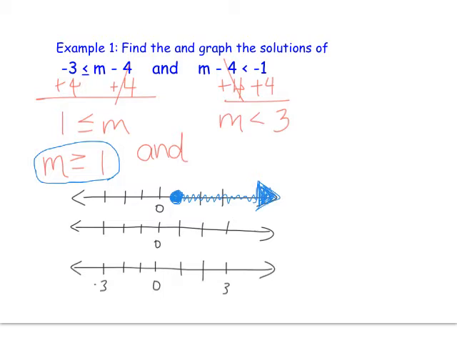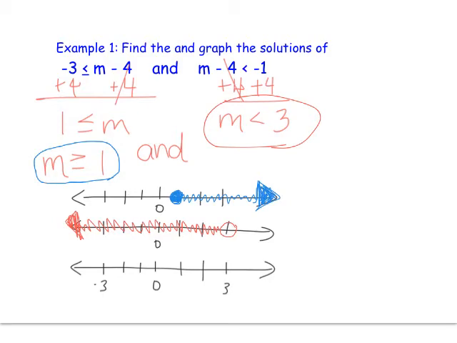And let's take a look at the second inequality. M is less than 3. Well, when we just say less than, we're not going to include the number 3. We're just going to include all the numbers that are less than 3. So I'm going to shade everything to the left of 3. So these are the two separate solutions.